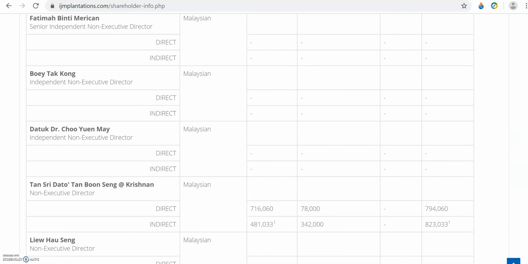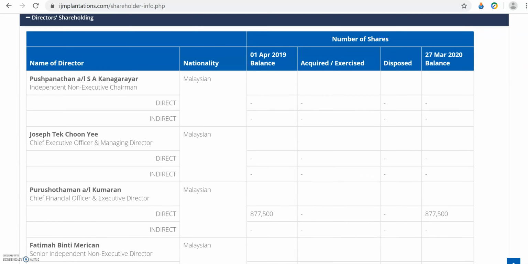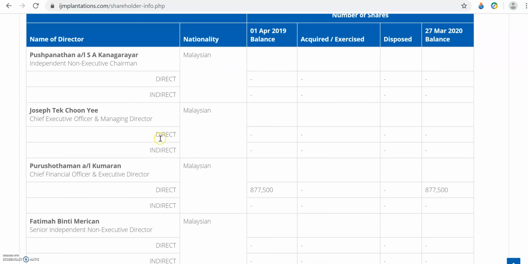And then you can look at the director shareholding. These are the directors who have shares. Mr. Pushpanathan is an independent non-executive chairman. This is the CEO, Mr. Joseph Tek Chun Yi. Basically I don't know what happened here. Maybe they try not to show it to the public.